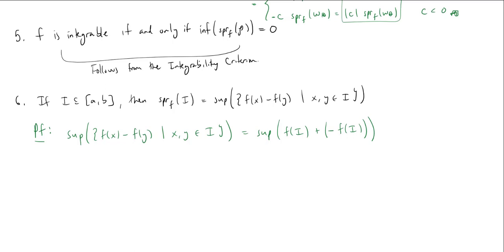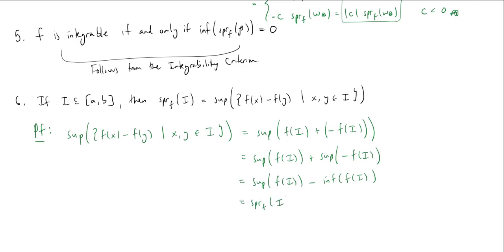I look at all those sums and take the supremum. But now I have a supremum of a sum of sets, and so I can break this up as the supremum of f of I plus the supremum of negative f of I. Now I'd like to pull this negative out, but because a negative is a negative, this supremum will have to turn into an infimum. So this will be the supremum of f of I minus the infimum of f of I. But this is precisely the f spread of I. So there we go, we have proved the result.